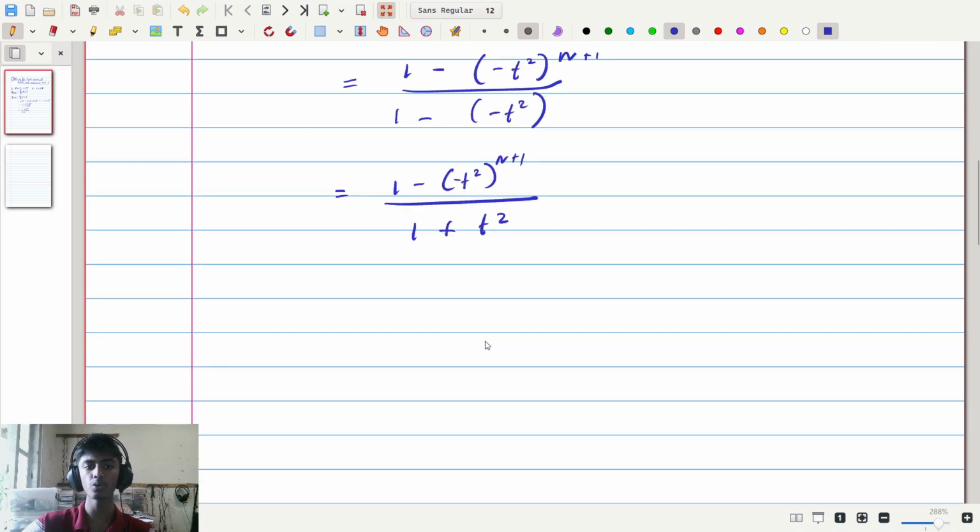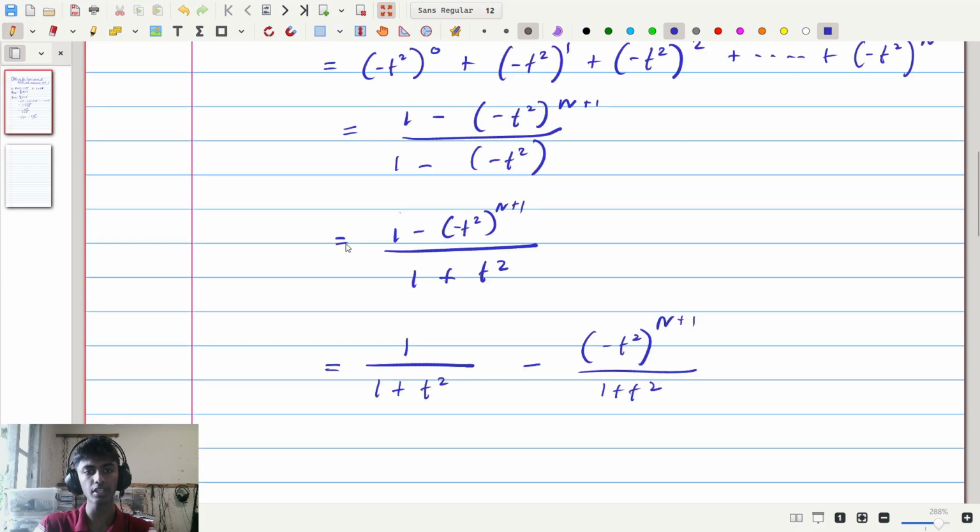Now I'm going to break this sum into two. We have a 1 minus negative t squared to the power of n plus 1, and then divide by a common denominator. I'm going to break it into two and write this as 1 divided by 1 plus t squared, minus negative t squared to the power of n plus 1 divided by 1 plus t squared. Now we are going to rearrange this to isolate this 1 divided by 1 plus t squared.